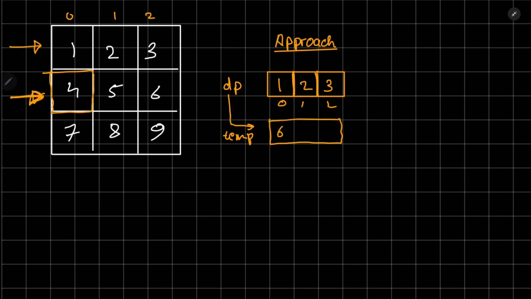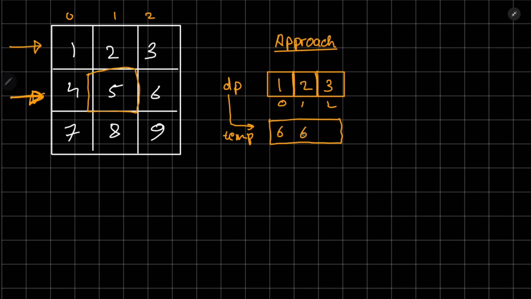We'll get here 6. Now let's move on to 5. Now if we are at 5, what we can see here is that we cannot choose this 2. So what else can we choose here is 3 and 4. So between 3 and 4 we will choose the minimum path, that is 3.